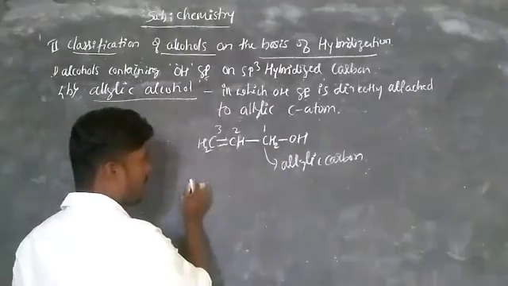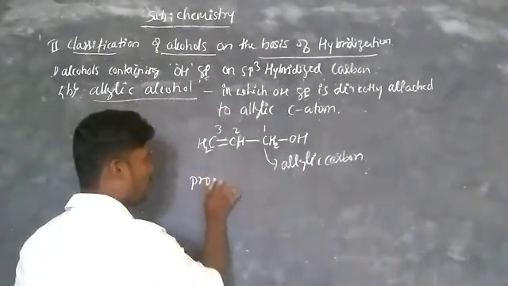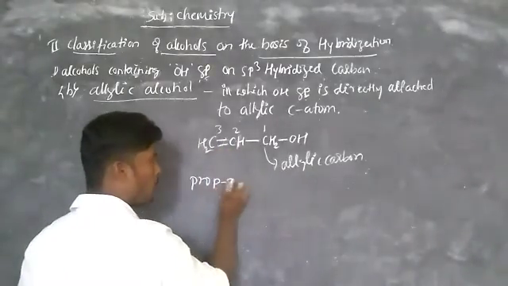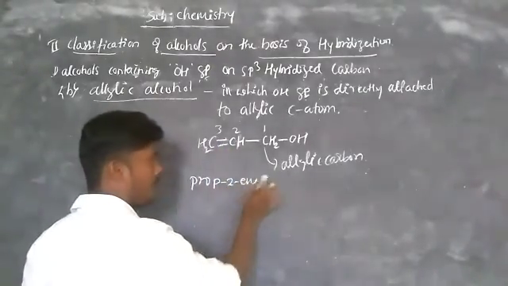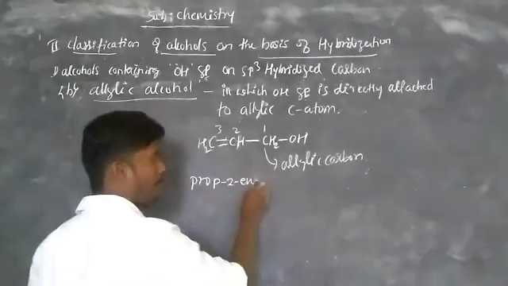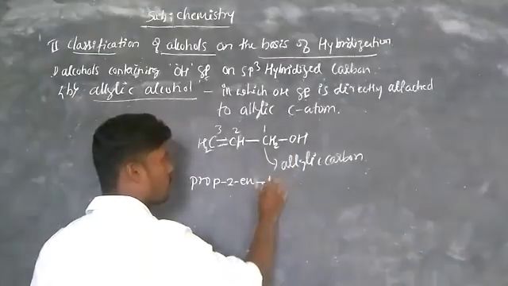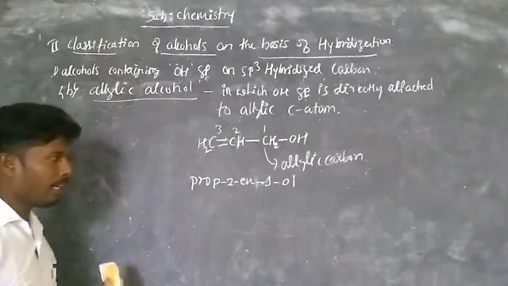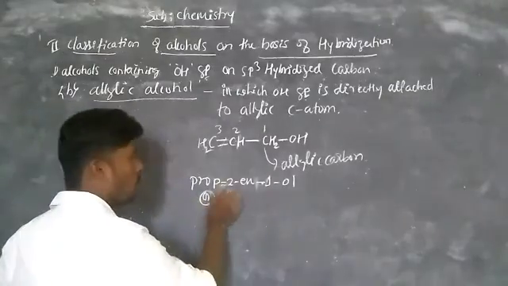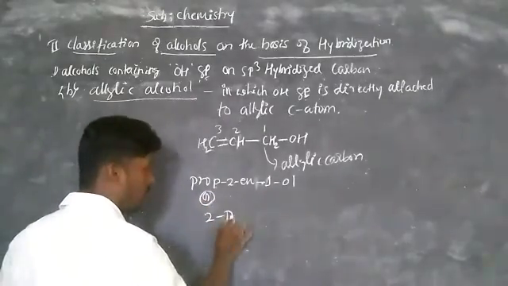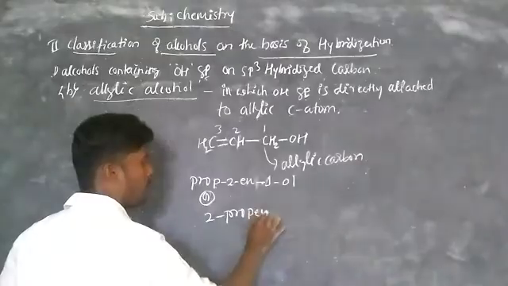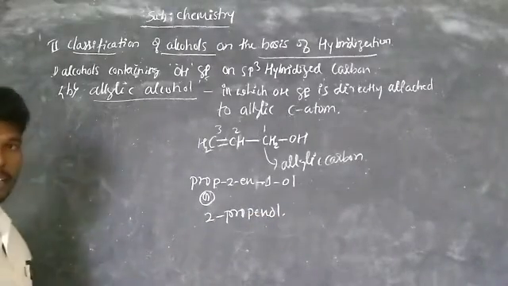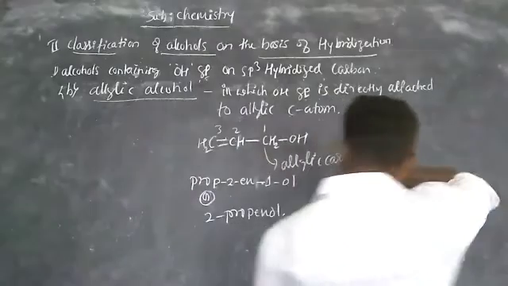So its name is prop. The root parent chain is 3 carbons. That is prop-2-ene. The 2 is the position of the double bond, and the OH is on the first carbon, so 1-ol. Prop-2-en-1-ol. It can also be written as 2-propen-1-ol. So this is the example for allylic alcohol. Similarly, see one more example.